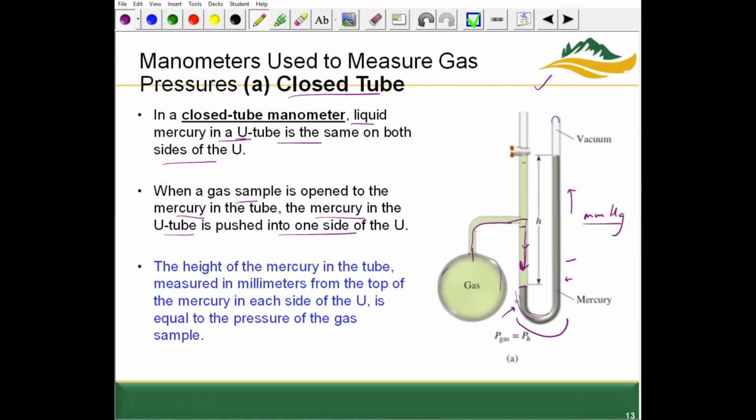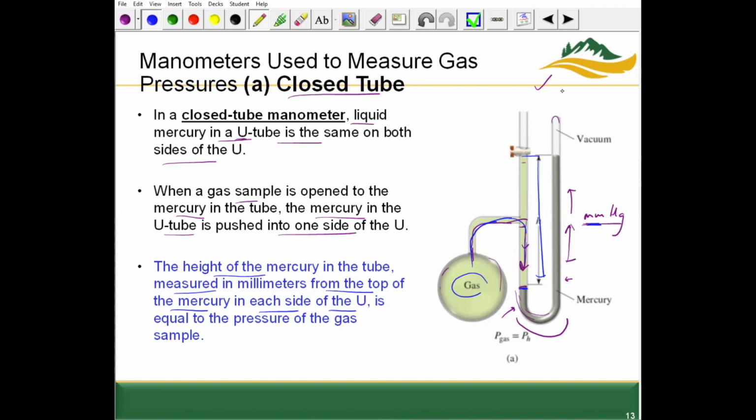So it's truly measuring the pressure in millimeters of mercury. That's convenient when we have liquid mercury and we're looking for a change in distance, which is then connected to a change in the pressure. So this height of the mercury in the tube is measured in millimeters, right? Millimeters of mercury from the top of the mercury on each side of the U. So measured in millimeters from the top, this is equal to the pressure that this gas is putting out, and it causes a pressure change as it applies pressure to the liquid mercury, causing a change in the height of the mercury.